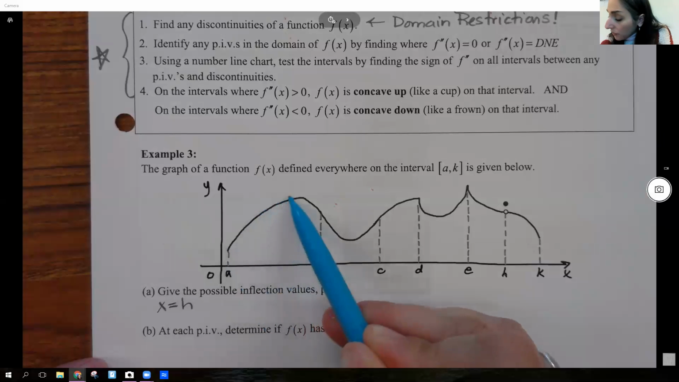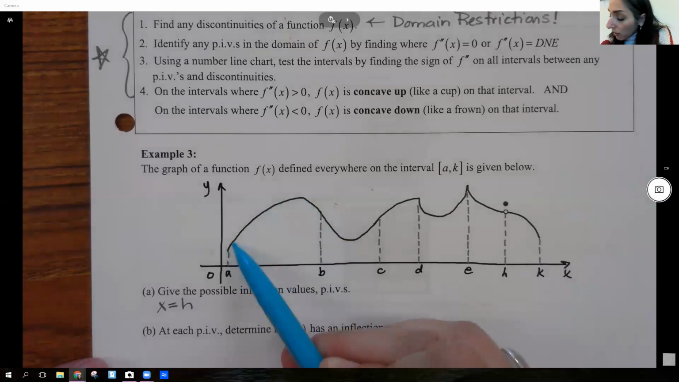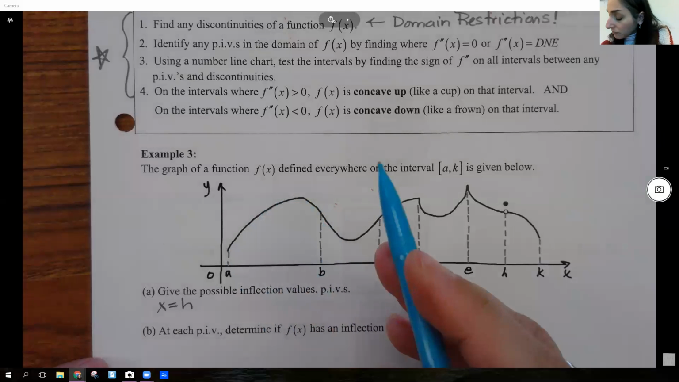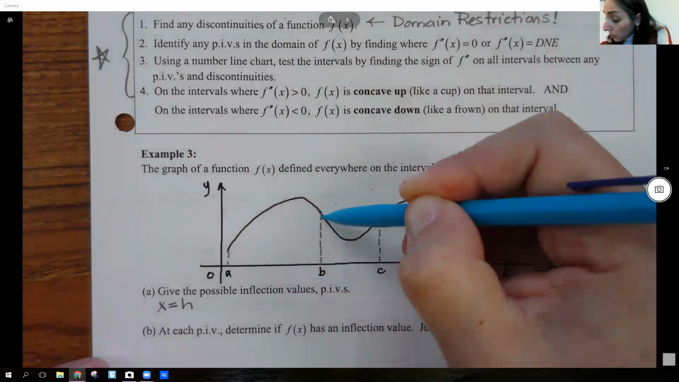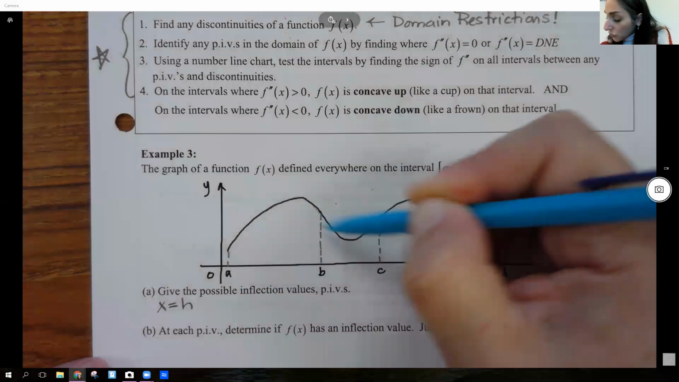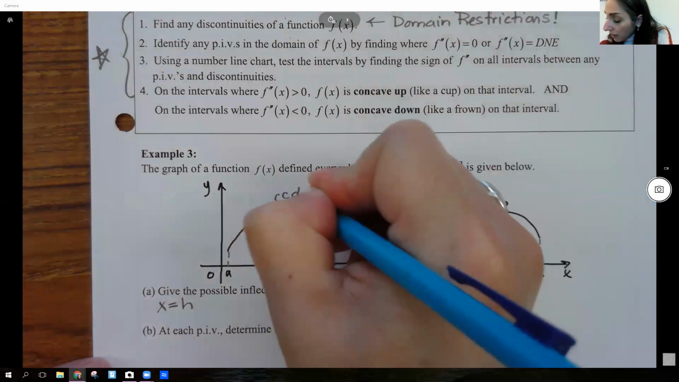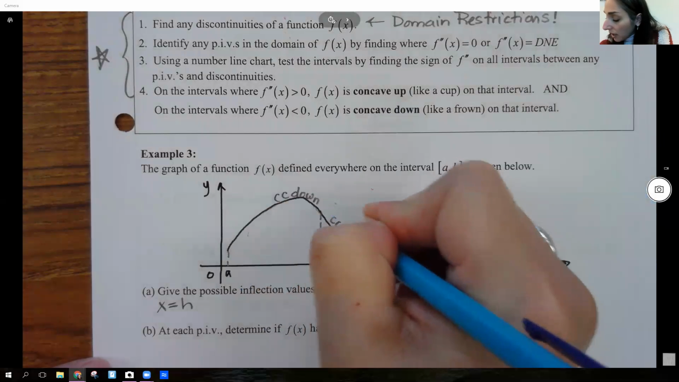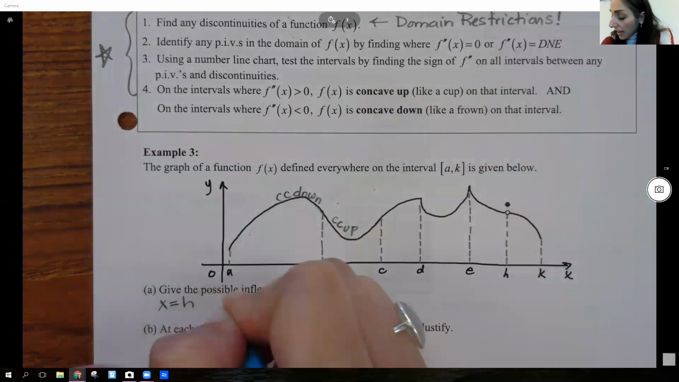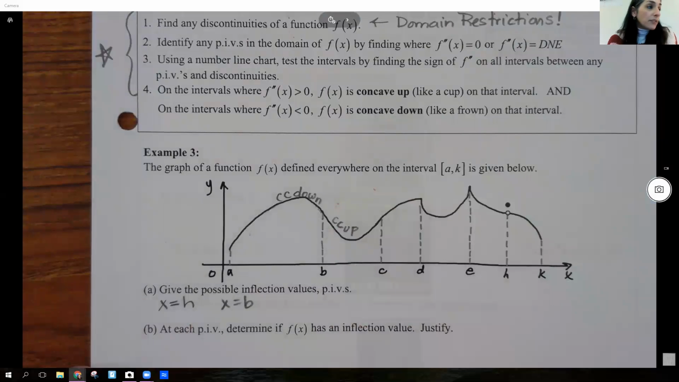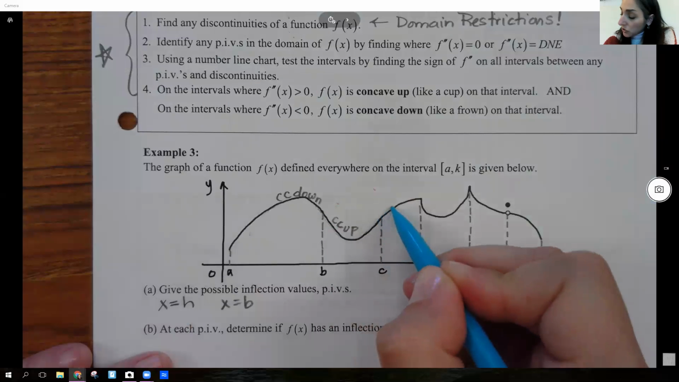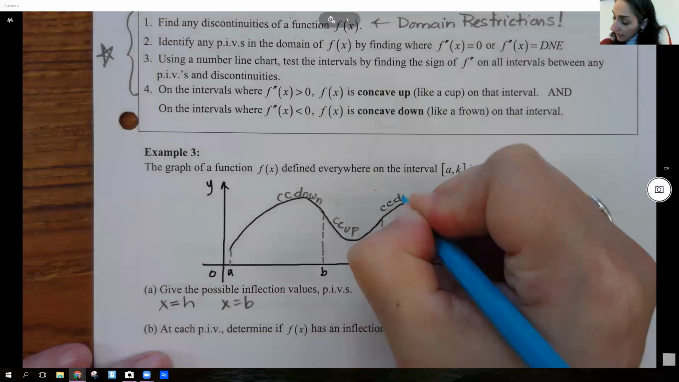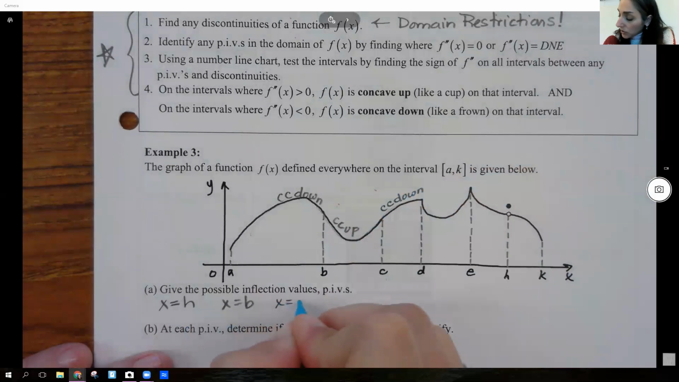So all the way from here until about this spot right here, we are concave down. I guess we're still concave down right here, kind of weirdly drawn. And then right about, I guess we'll go with this dashed line, right about here, we change from concave down to concave up, okay? So we would say x equals b is a possible inflection value. Now we're concave up and we're switching to concave down, so x equals c.